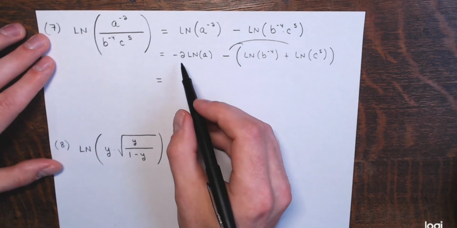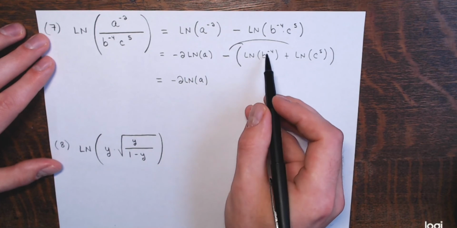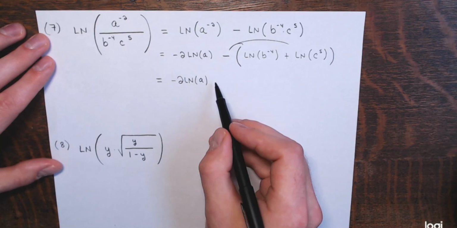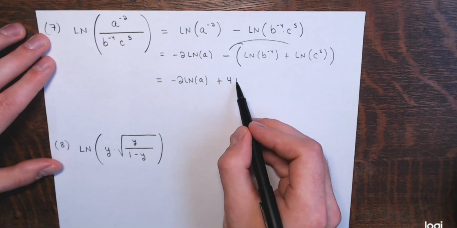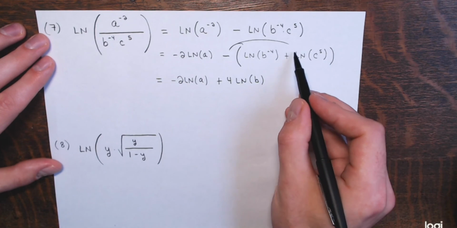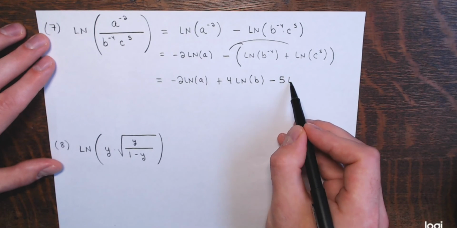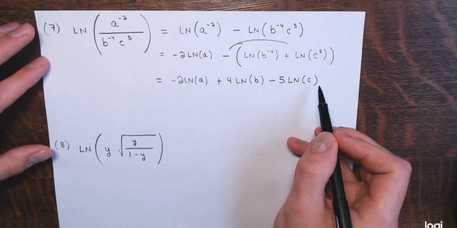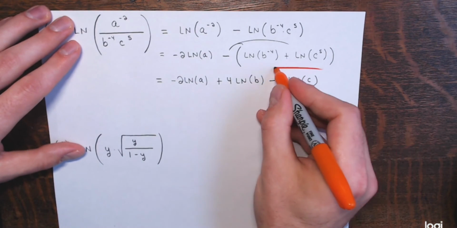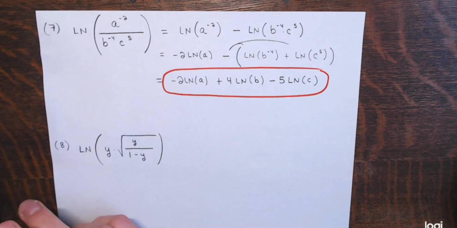So we have negative 2 times the natural log of a, and then if I pull the negative 4 out using the power rule and then multiply by negative 1, that becomes positive 4 times the natural log of b, and then pulling the 5 out, but then multiplying by negative 1 makes that last log negative 5 times the natural log of c. And that's as expanded as that will get. Right, you can't use the product, quotient, or power rules anymore. Wonderful.